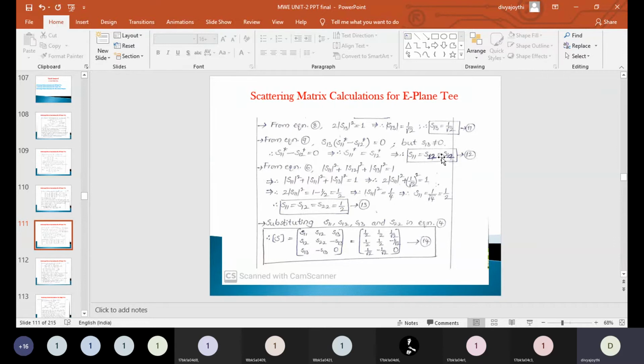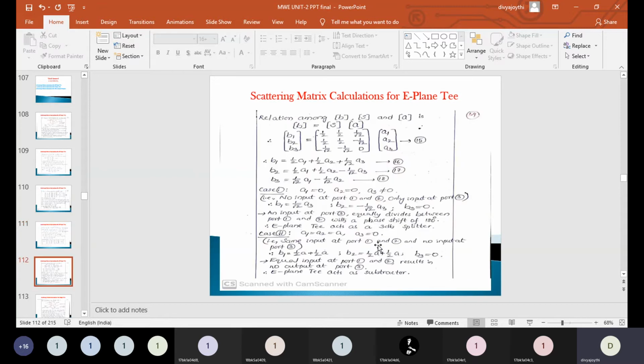From this equation, once you have S11, you can have S12, and at the same time you can have S22 also. So now we have all the parameters. Substitute all those parameters. So this is the scattering matrix for the E-plane. If you observe the scattering matrix for the E-plane and the scattering matrix for the H-plane, the difference is that if in the H-plane you have 1 by 2, in the E-plane that will be replaced with 1 by root 2. That's the only difference after all calculations.